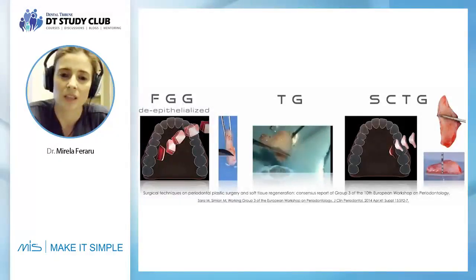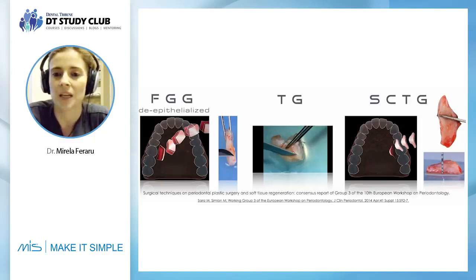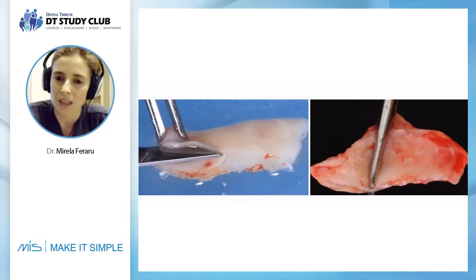If you take a look at these 3 different types of grafts. So we have a free gingival graft on the left side of the screen that has been deepithelialized. We have a tuberosity graft and a subepithelial connective tissue graft that was taken with a single incision technique. And as we can see, they are from different areas of the palate, and they have been taken with different techniques. But what is more striking to the eye is that they also look completely different. Now, if they look completely different, most probably they might behave differently also clinically.